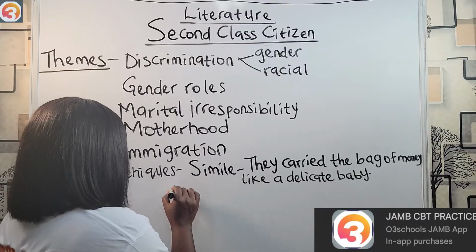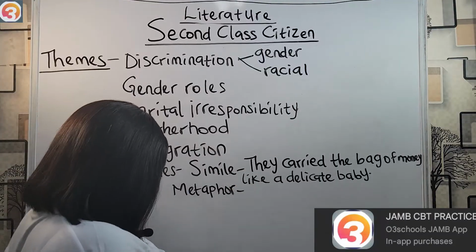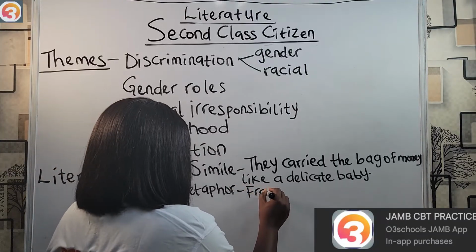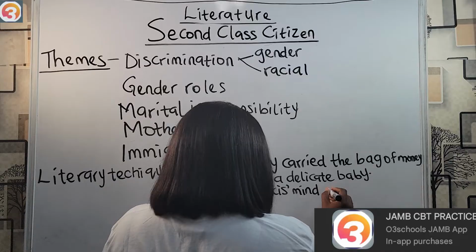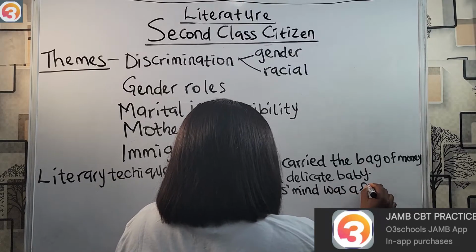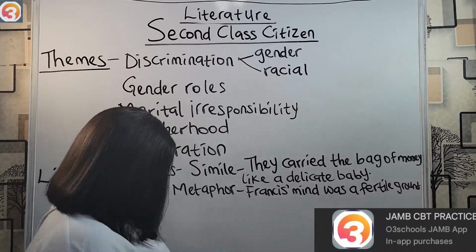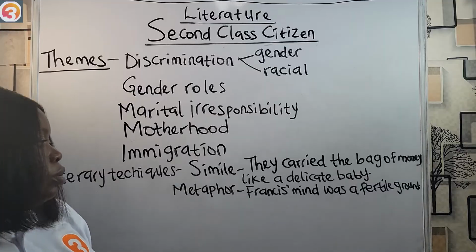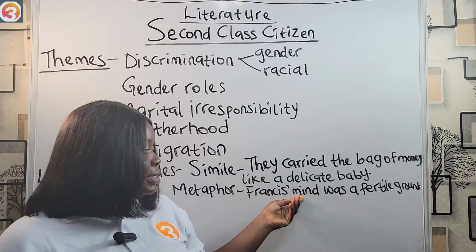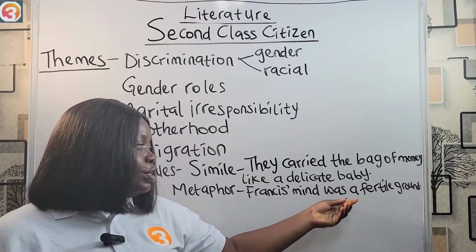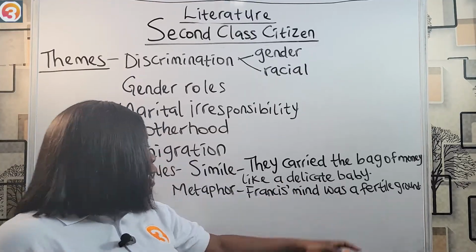Then there's also metaphor. An example is the sentence, Francis' mind was a fertile ground. So there's no use of as or like, just directly calling his mind a fertile ground. So we see the metaphor there.